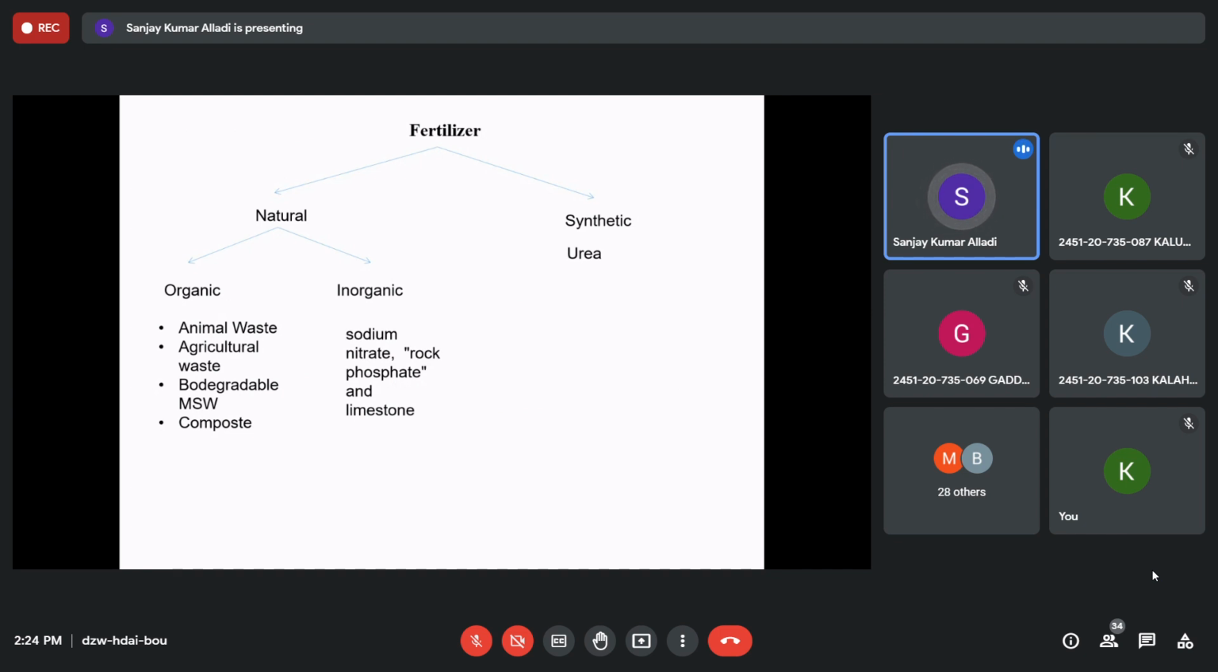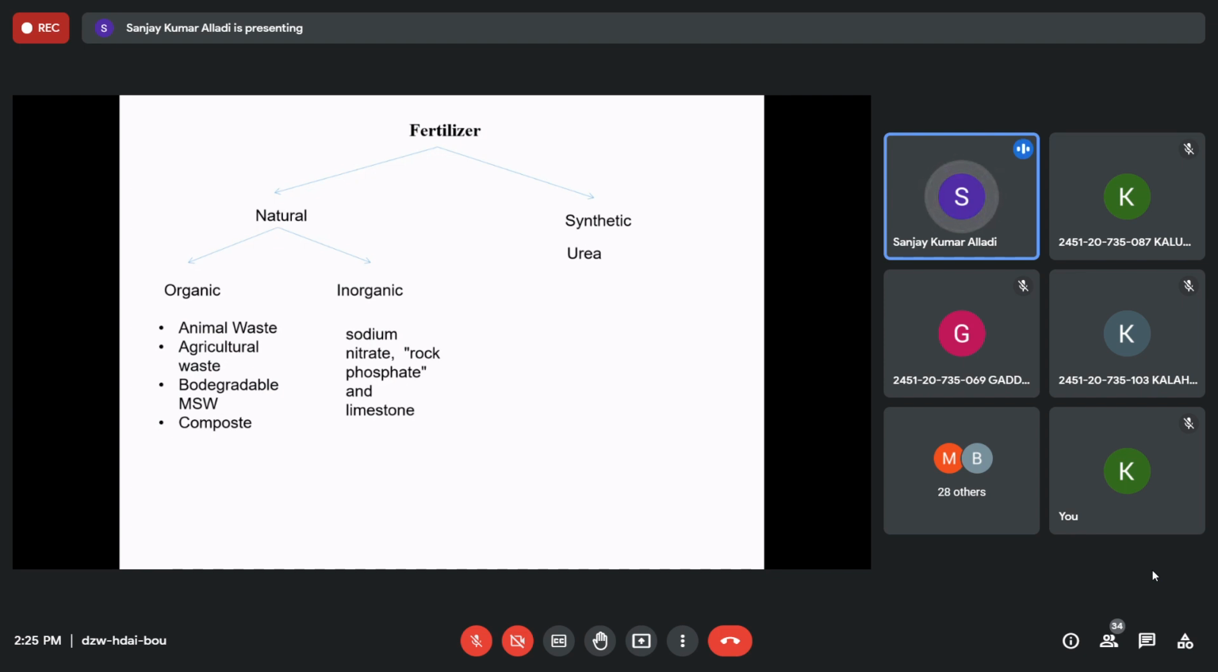Synthetic example is urea, which is prepared in the factories, like NH double bond NH, urea, right? And what is natural? Natural is again categorized into organic and inorganic, right? What is organic? Organic means where the biodegradable waste or life or hydrocarbons are included, right? Inorganic, the materials which are naturally generated from non-living nature, I mean rocks, right? Generally rocks contain these minerals, and when the rock weathering occurs, they are added to the soil.